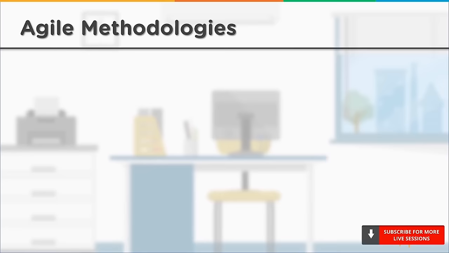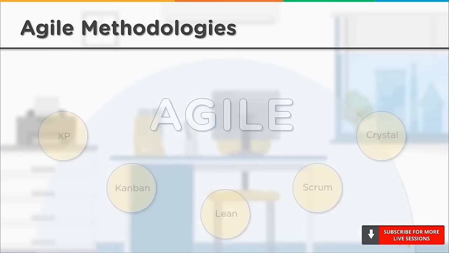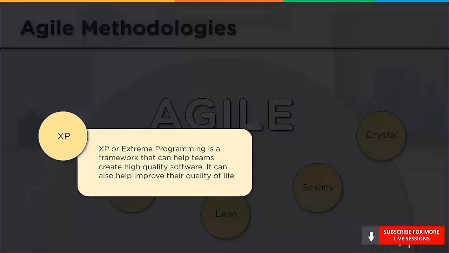Now, let's talk about some agile methodologies. Let's have a look at each of them. First off, XP. Extreme Programming, or XP, is a framework with which teams can create high-quality software. It can also greatly help improve their quality of life. It also involves the appropriate engineering practices to enable software development. Now, it is applicable for teams handling changing requirements while working with smaller teams, handling risks due to new technologies, and much more.